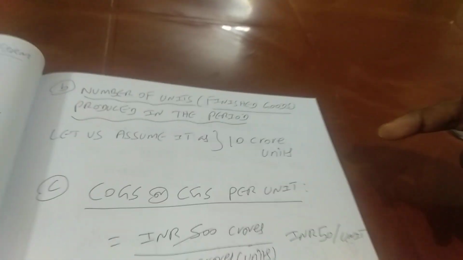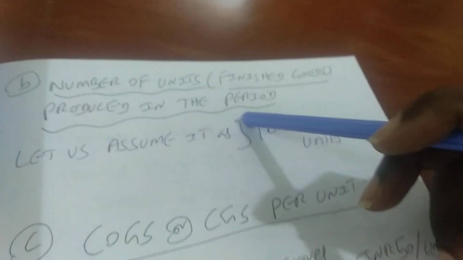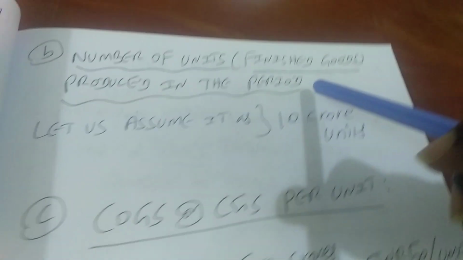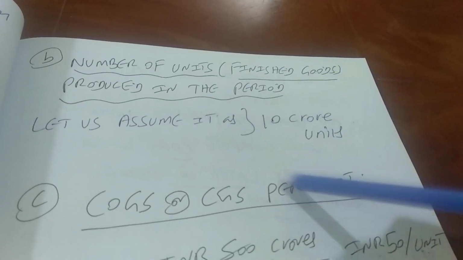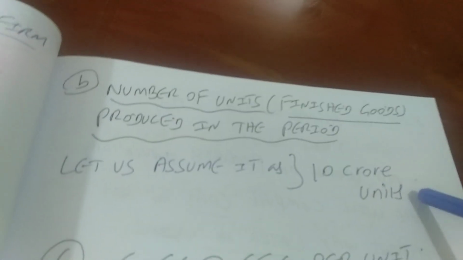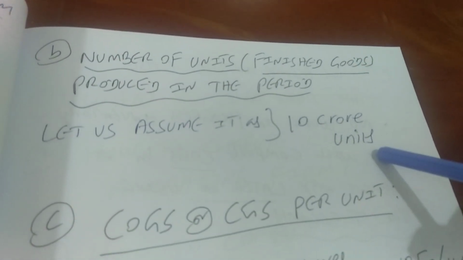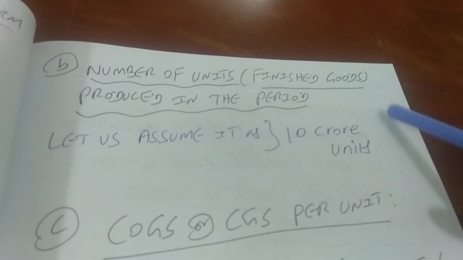Let's now look at the answer for the second step. Here we need to know the number of units produced in that period, right? How many units are produced by the firm in that period? Let us assume it is 10 crore units of finished goods that are manufactured by this firm in this period.